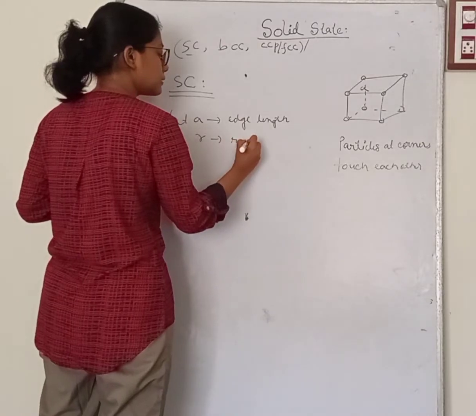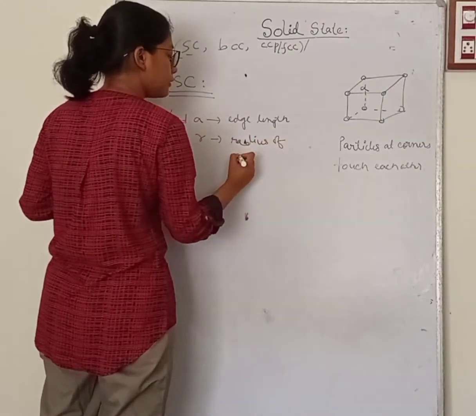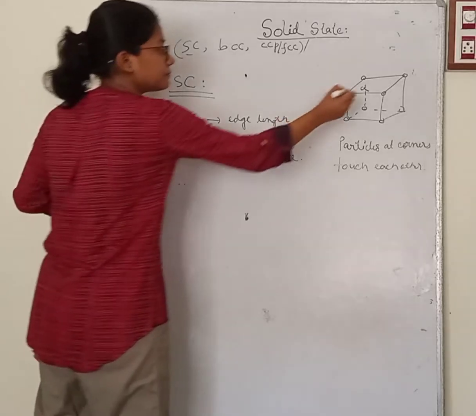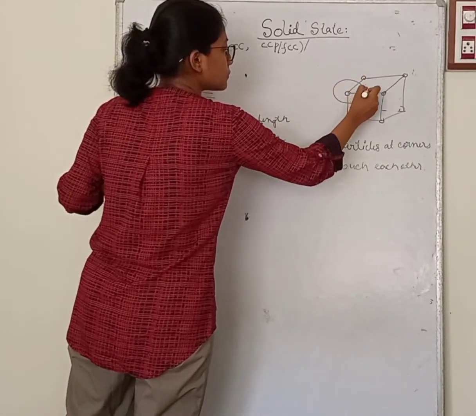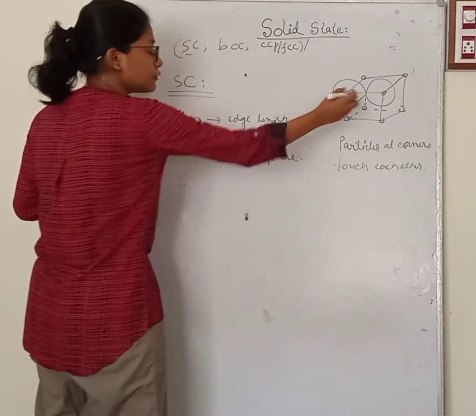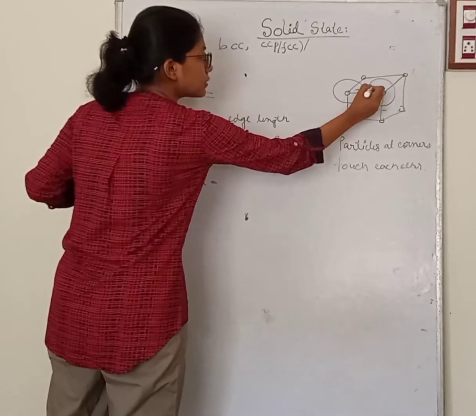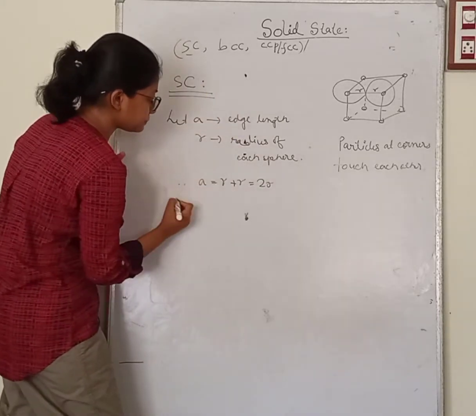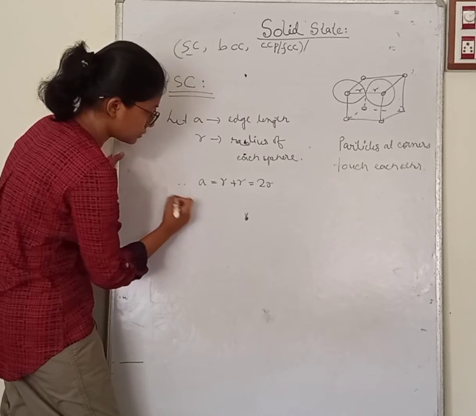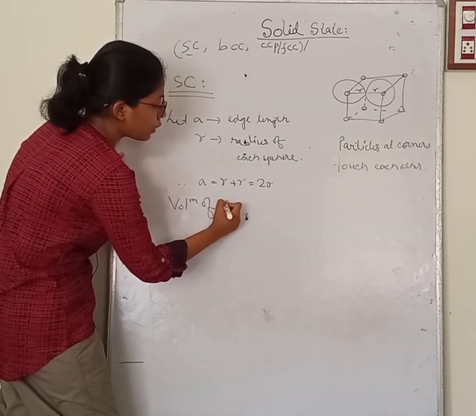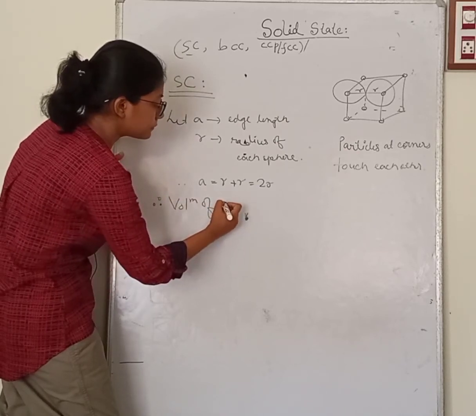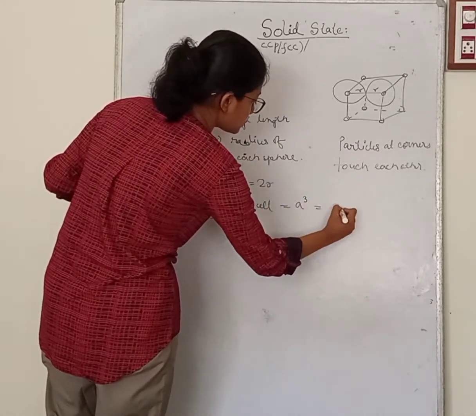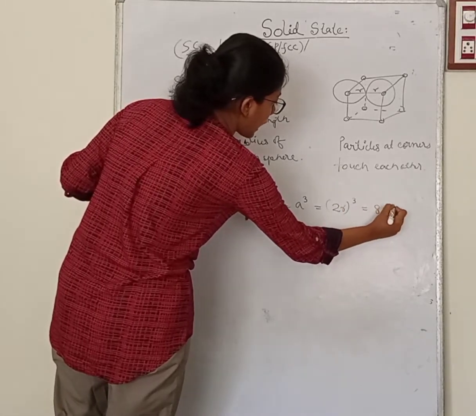R is the radius of each sphere. Therefore, from this figure we know A is equal to R plus R, so A is equal to twice R. Therefore, the volume of the unit cell is equal to A cube, which is equal to (2R) cube, which is 8R cube.